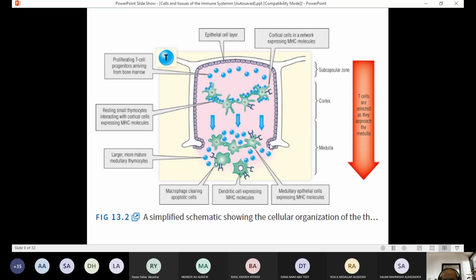This is a simplified scheme. Remember, in the cortex and then into the medulla and then comes out of the medulla T cells, for example, and also you have macrophages as well, and of course all of them will recognize major histocompatibility antigens to identify or to differentiate antigens into self or non-self.